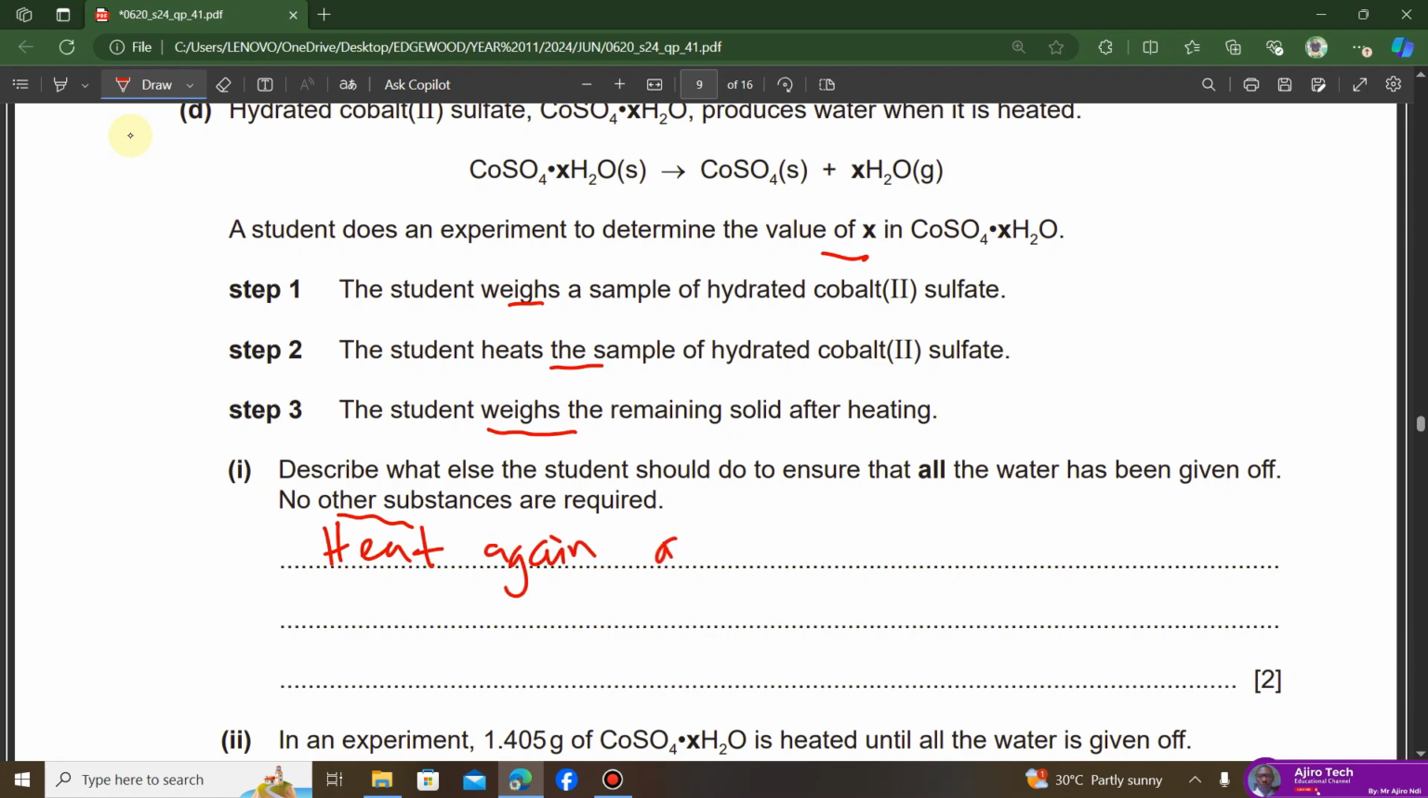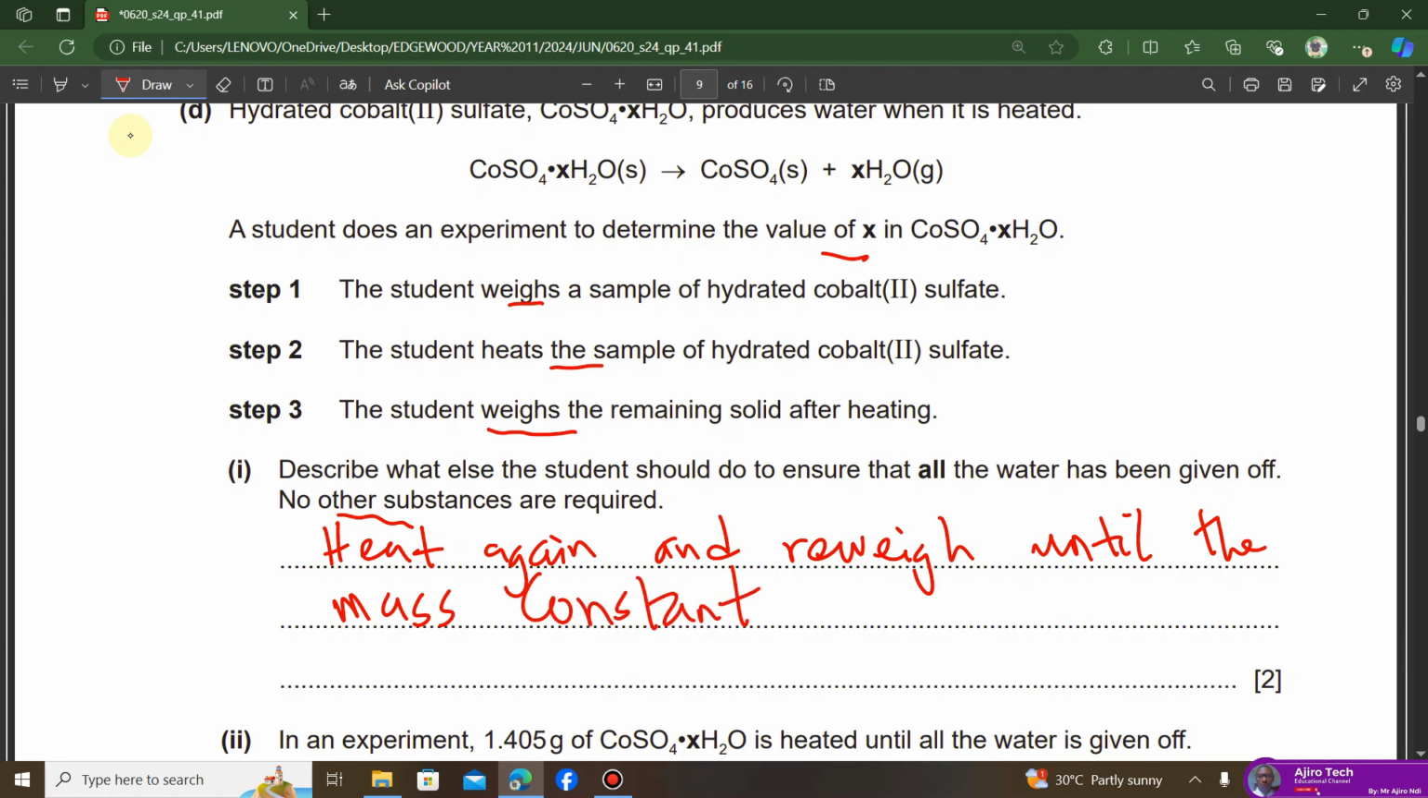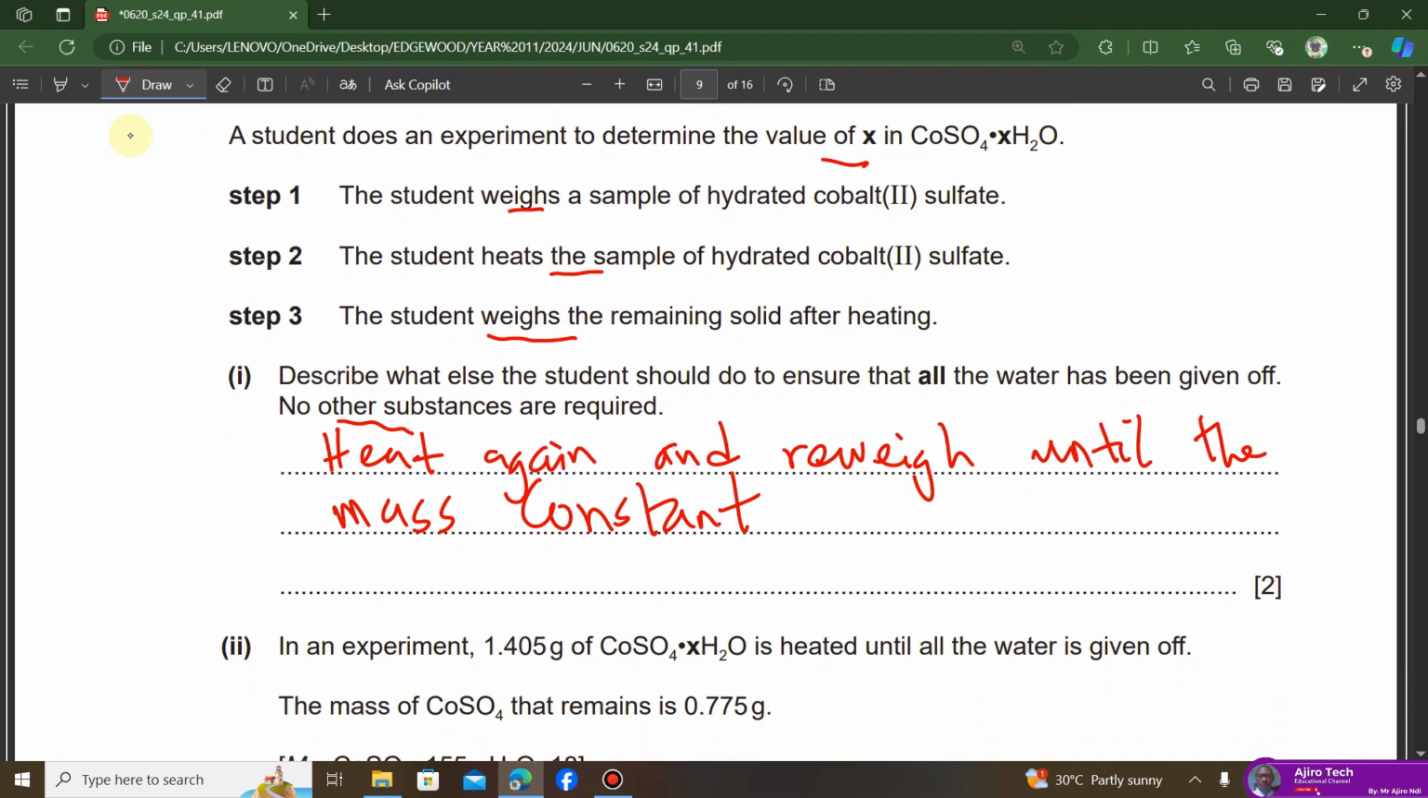Heat again and reweigh until the mass is constant. So when the mass is constant, it tells you that you have given off all of the water and you have a dry sample. So that's basically what the student needs to do.